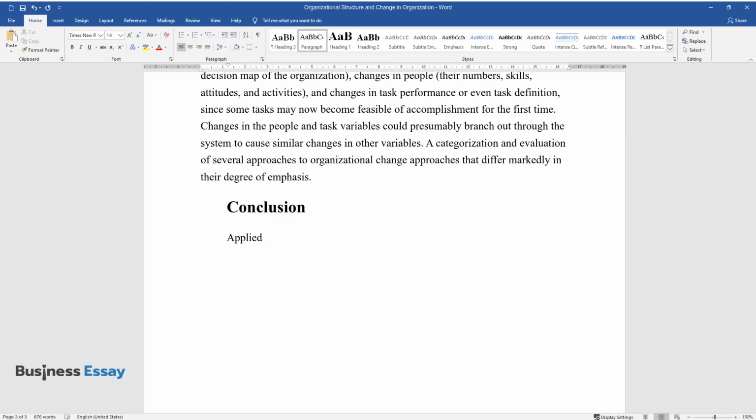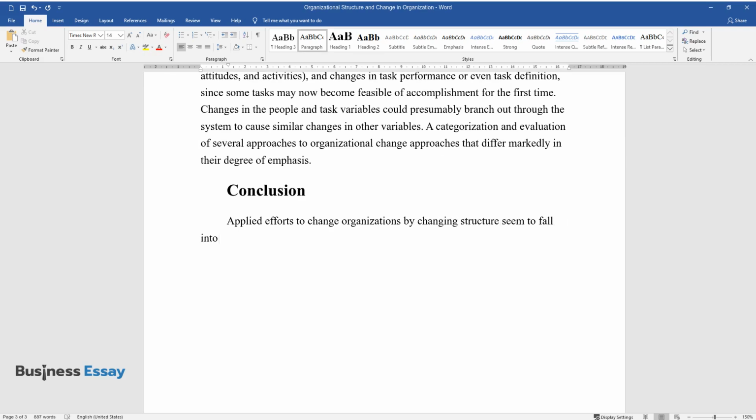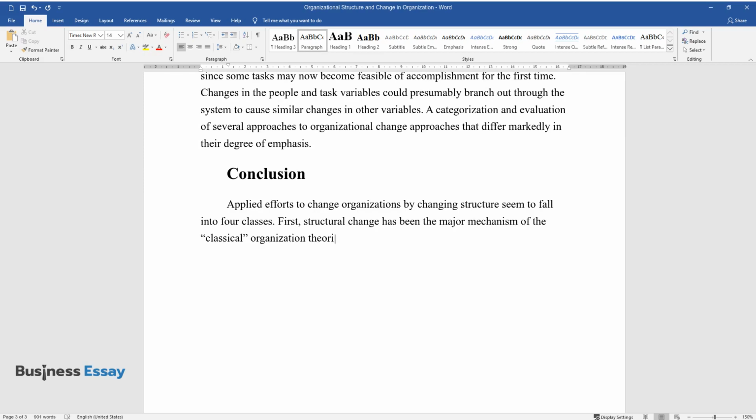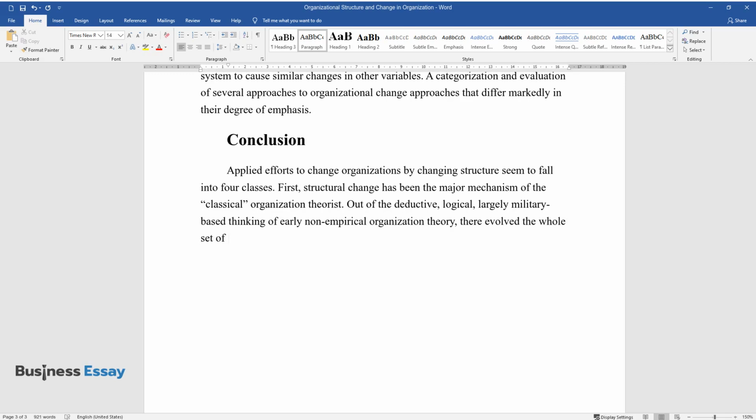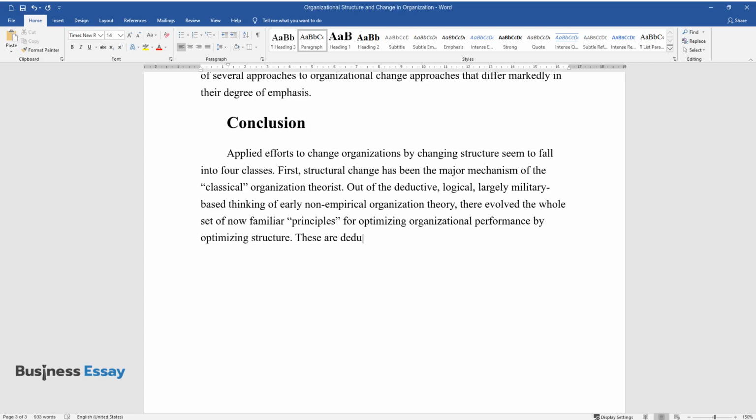Conclusion. Applied efforts to change organizations by changing structure seem to fall into four classes. First, structural change has been the major mechanism of the classical organization theorist. Out of the deductive, logical, largely military-based thinking of early non-empirical organization theory, there evolved a whole set of now familiar principles for optimizing organizational performance by optimizing structure.